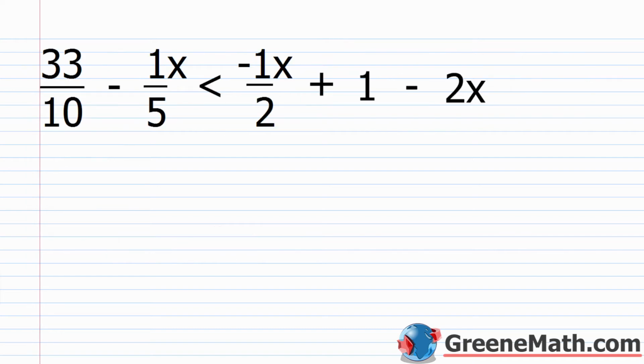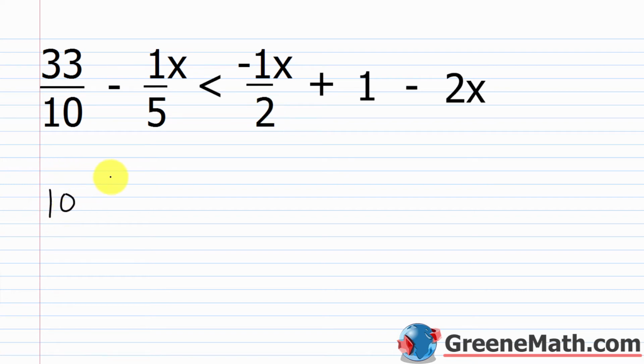All right, let's take a look at another one with some fractions. We have 33/10 minus 1/5 x is less than negative 1/2 x plus 1 minus 2x. So the first thing I'm looking at here is, to clear the fractions, the LCD is 10. I have 5, I have 2, and I have 10. 5 times 2 is 10, so the LCD is 10. So let's multiply both sides of the inequality by 10.